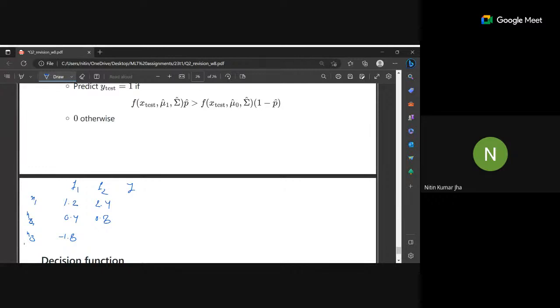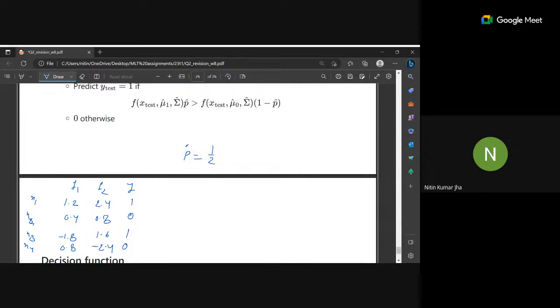Let's say 4 points for both the classes, and 1.6, let's say 0.8, and minus 2.4. Some points, and these belong to class 1, class 0, class 1, class 0. Now you have to estimate p, which will be the same, 0.5, that is easy.